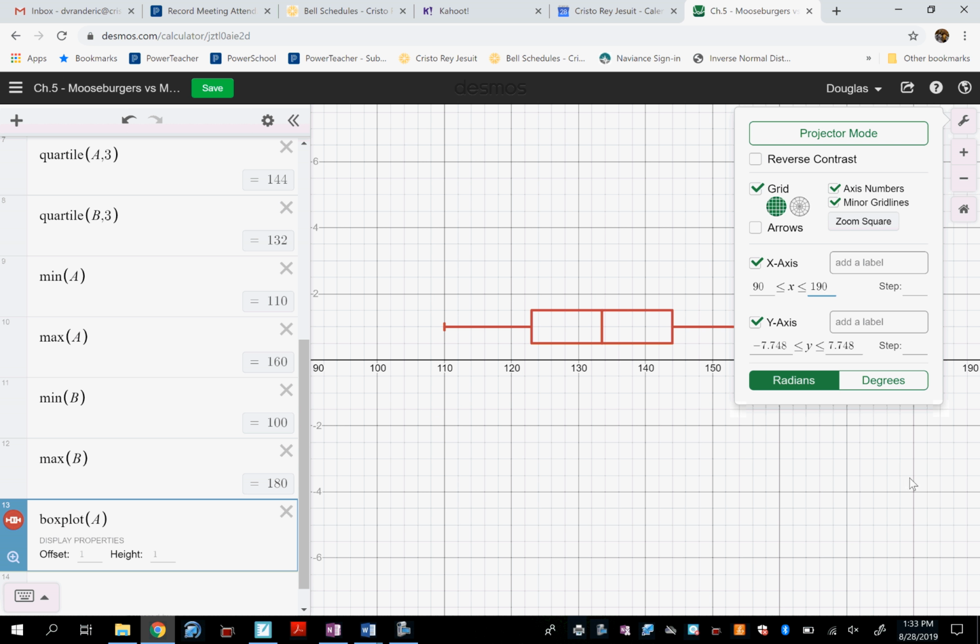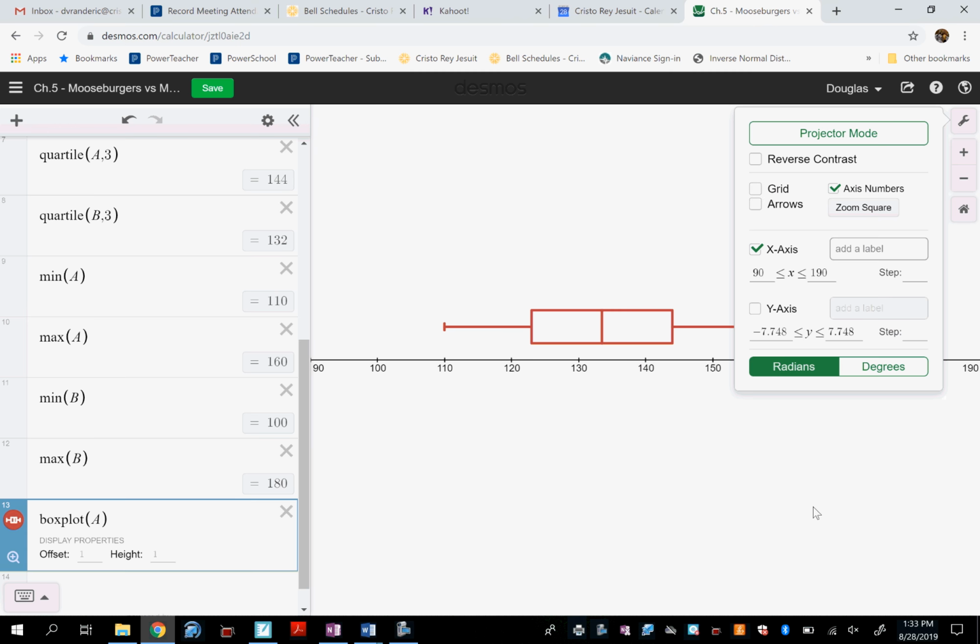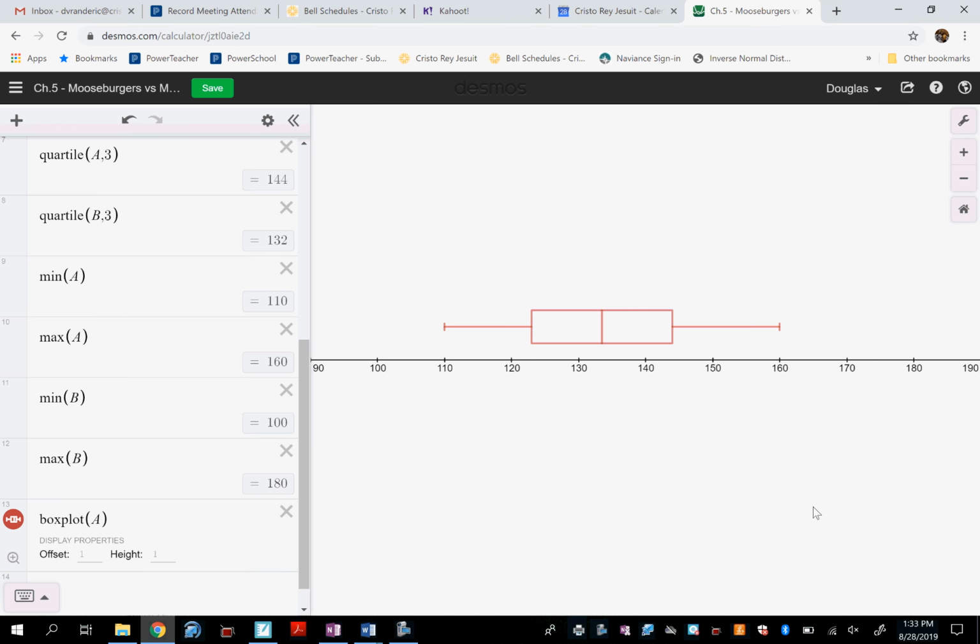I don't need a y-axis, so I just check that box so it goes away. And then the grid, I don't like the grid there, so I check that box on the grid so it goes away as well. And then if I click away, you can see your first box plot. My goodness, this is exciting. Right? Gosh, this is exciting.